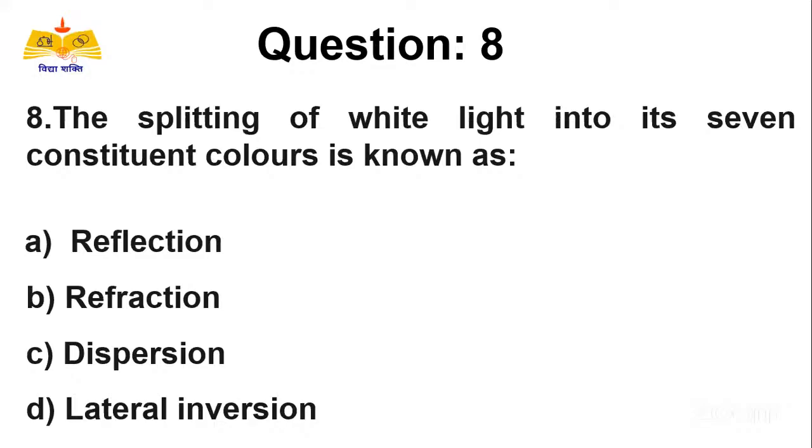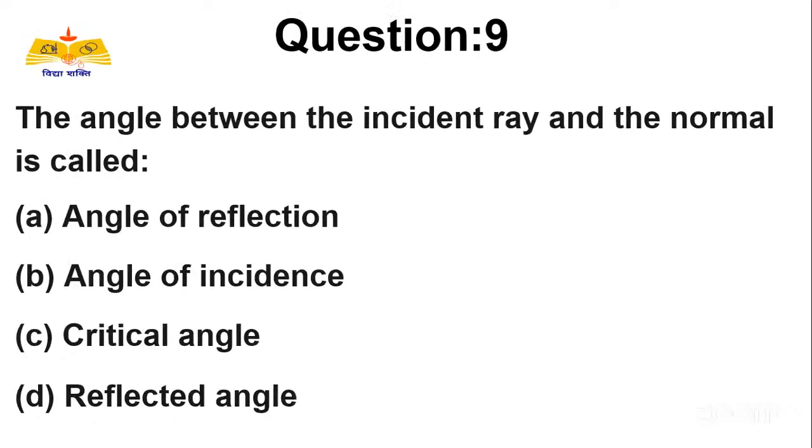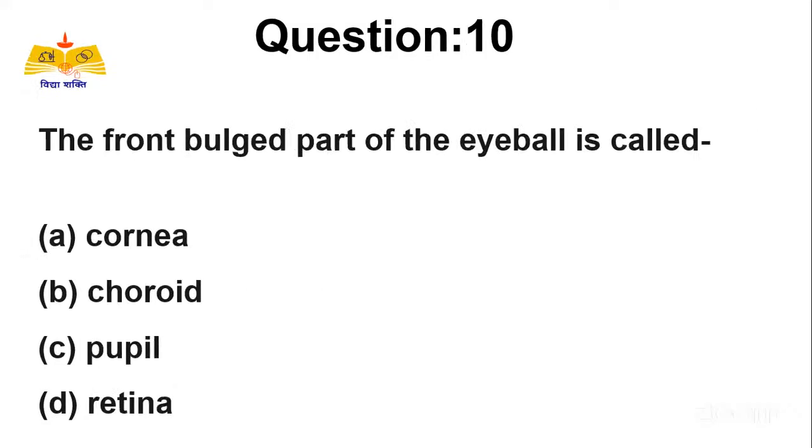Question number 8. The splitting of white light into its 7 constituent colors is known as A. Reflection, B. Refraction, C. Dispersion, D. Lateral inversion. Question number 9. The angle between the incident ray and the normal is called A. Angle of reflection, B. Angle of incidence, C. Critical angle, or D. Reflected angle. The front bulged part of the eyeball is called A. Cornea, B. Choroid, C. Pupil, D. Retina.